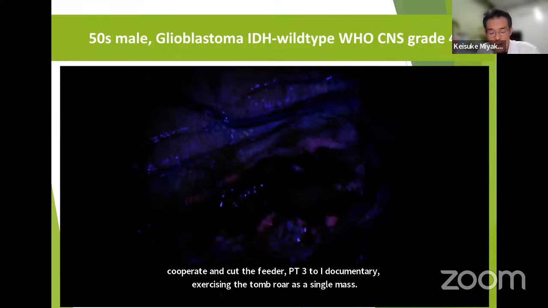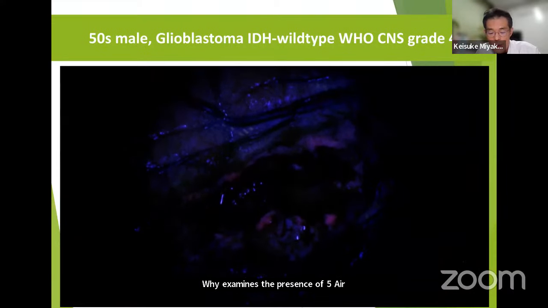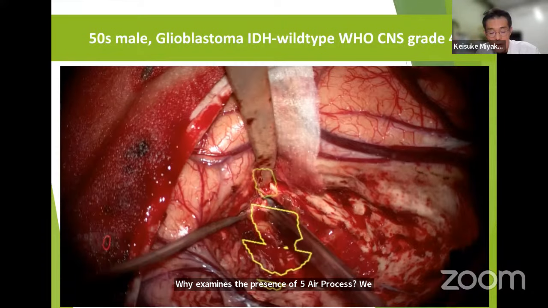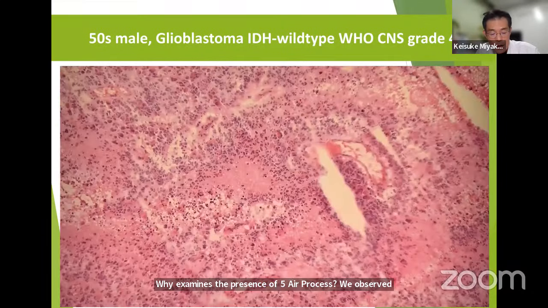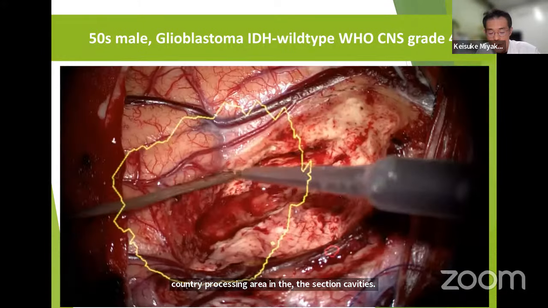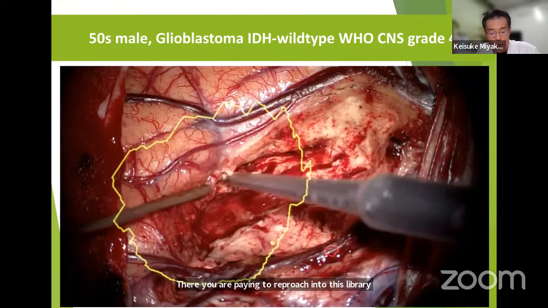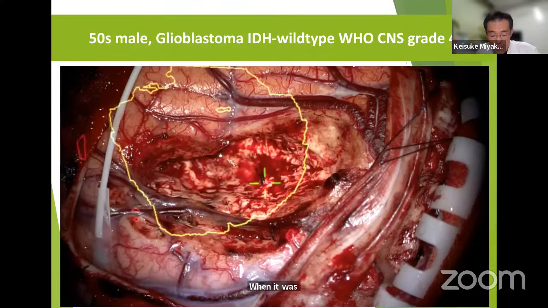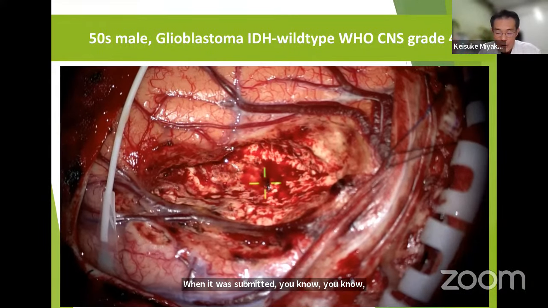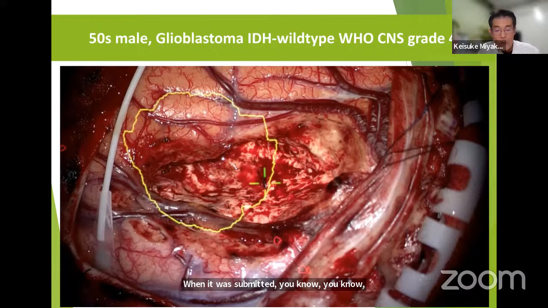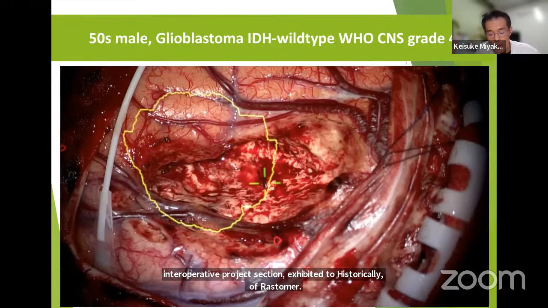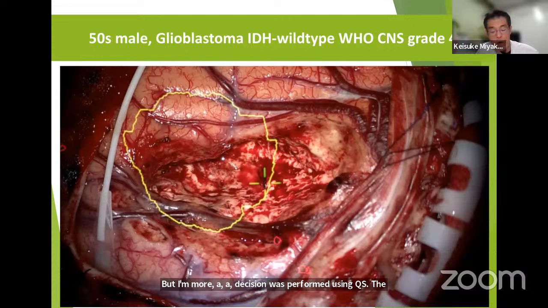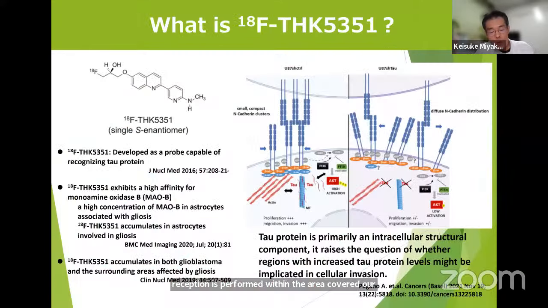When examining the presence of 5-ALA fluorescence, we observed a faintly fluorescent area in the deep resection cavity. The area of faint fluorescence with 5-ALA was also within the accumulation range of THK5351. When tissue was submitted for intraoperative frozen section, it exhibited histology of glioblastoma. Furthermore, additional excision was performed using the ultrasonic aspirator. The resection is performed within the area covering the target methionine and THK5351 accumulation.